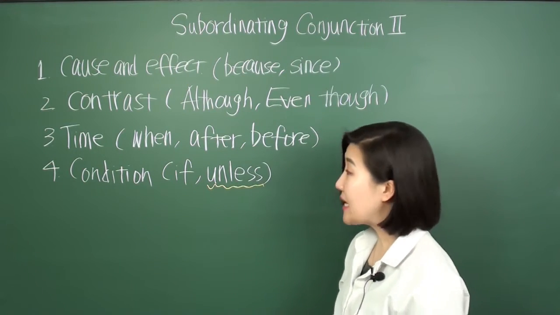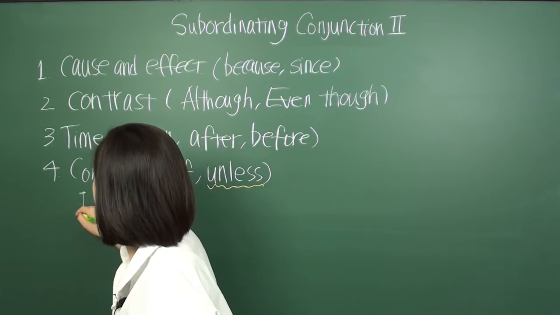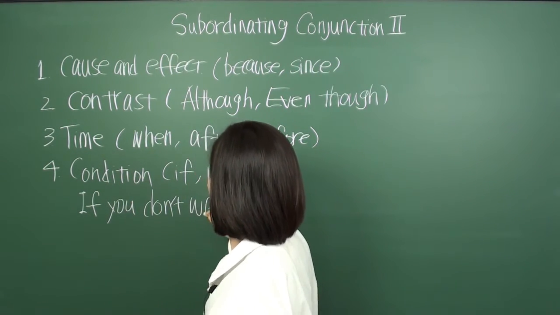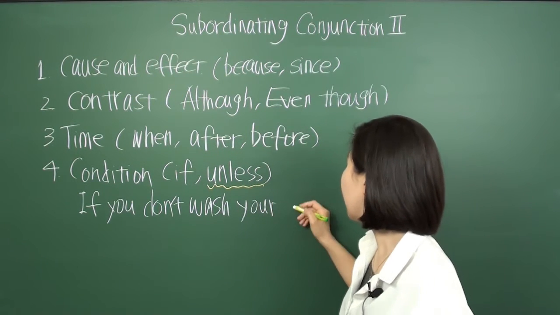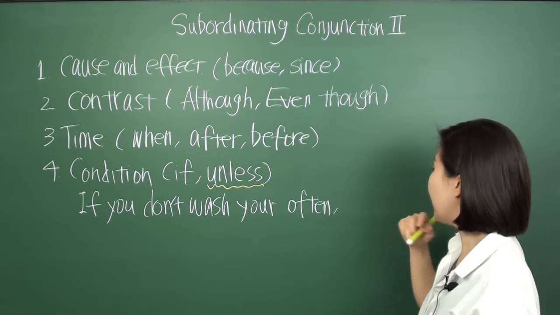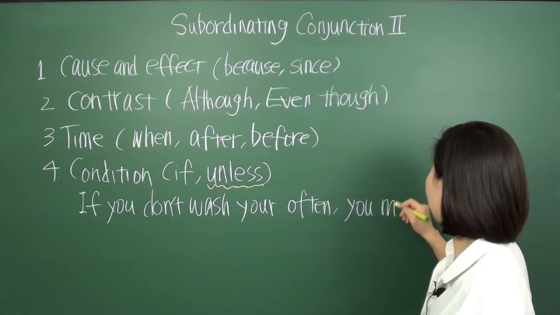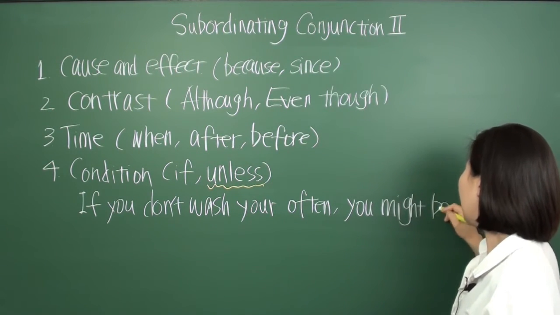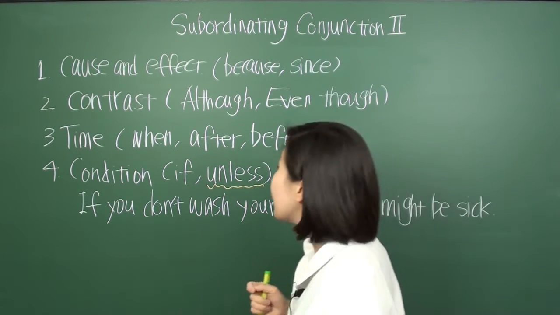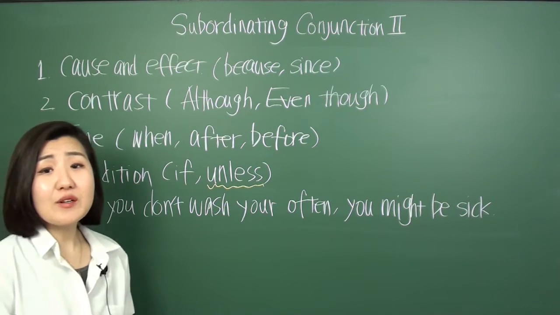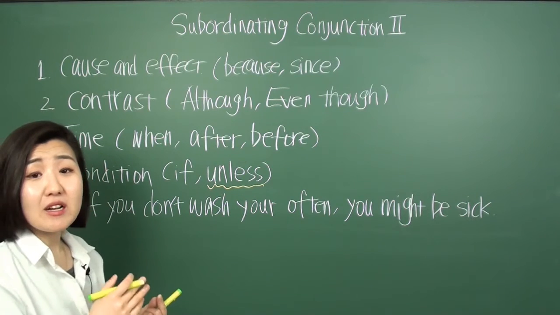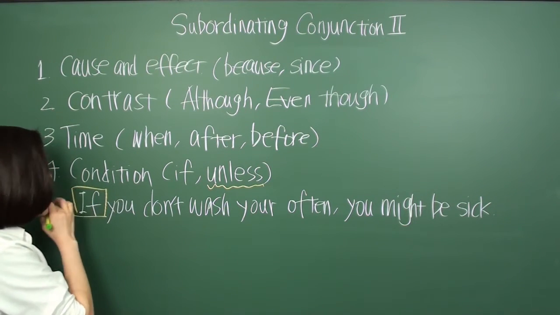So, for example, if you don't wash your hands often, you might be sick, right? You know what I mean right now, right? It's a bit sad, but yes. So this is a subordinating conjunction sentence. Which is the conjunction? Good, it is if, right?